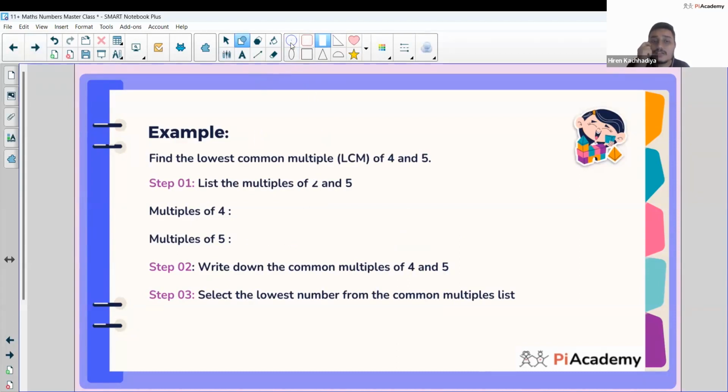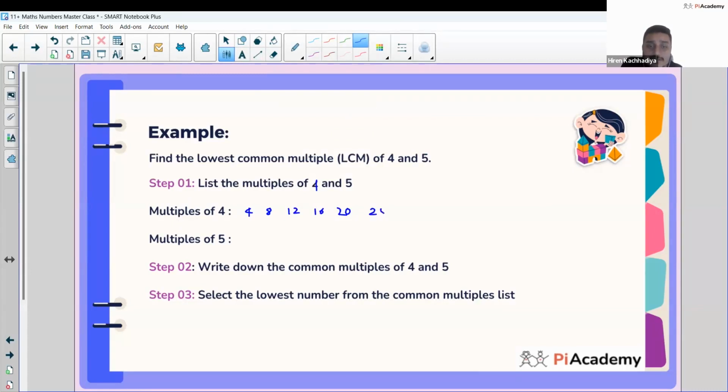So step number 1 is what? Basically, step number 1 is to list the multiples of the given numbers, okay? So here we have two numbers. The first one is 4, another one is 5, okay? So let's start with multiples of 4. As per step number 1, you have to list these. You already know the times table, right? You can start writing 4, 8, 12, then 16, then 20. At least you can write 10 multiples, okay? If the number is smaller, because here we don't know which number is the first common one.